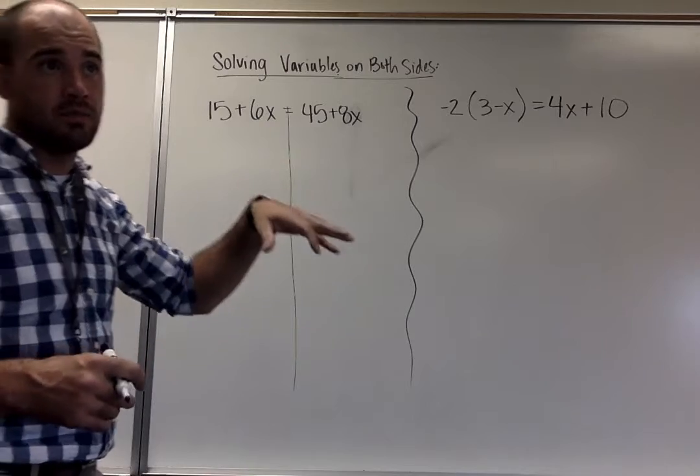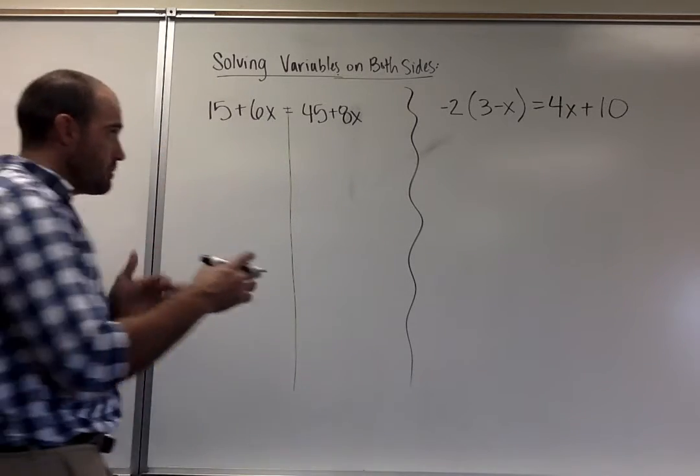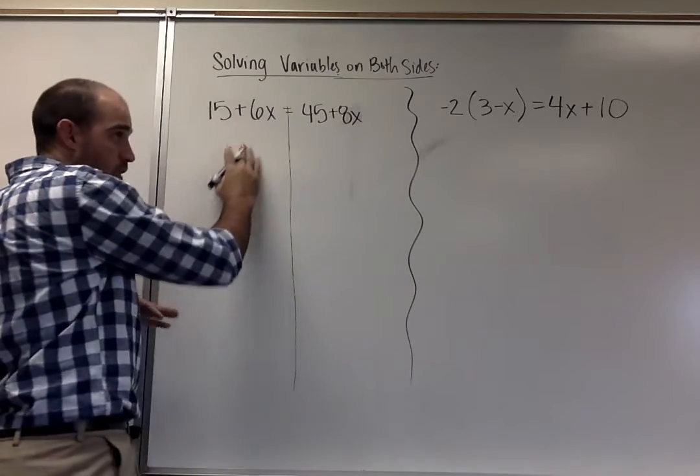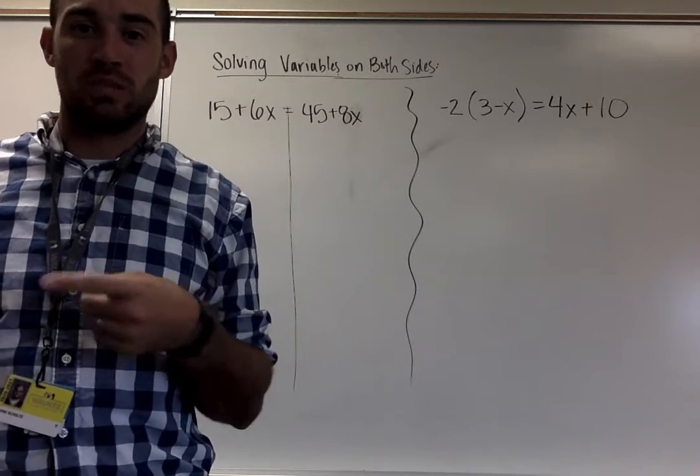So to do that, again, last time we dealt with just two steps. We always got rid of that constant first by adding or subtracting, and then we got rid of our best friend. Here we got to get all our best friends on the same side first. So we're going to again add or subtract to move those things back and forth.